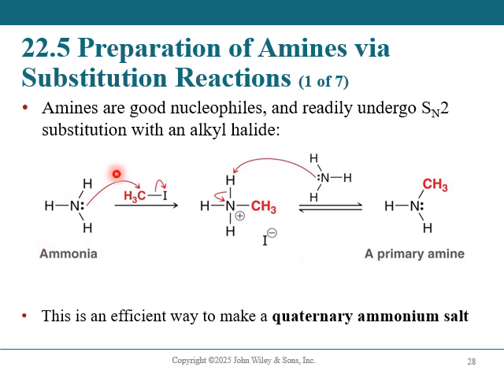We start off with ammonia performing a nucleophilic attack. You would have an ammonium cation, which would then be deprotonated with the second ammonia, generating as a result a primary amine. This is a very efficient way to make quaternary ammonium salts.